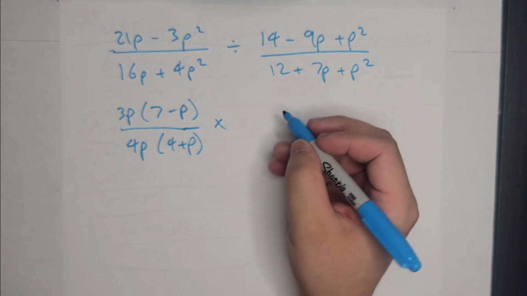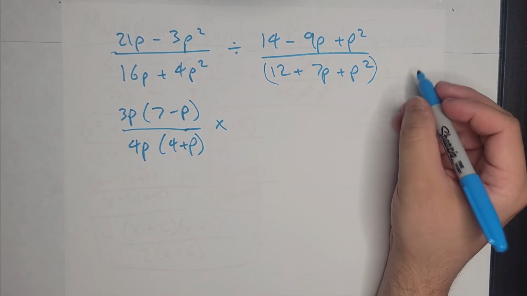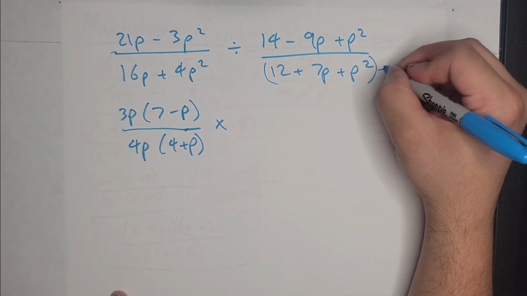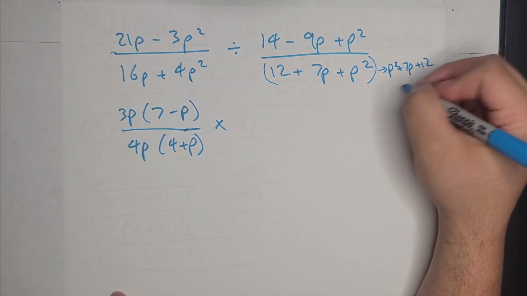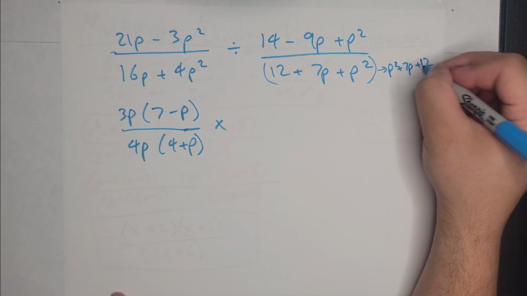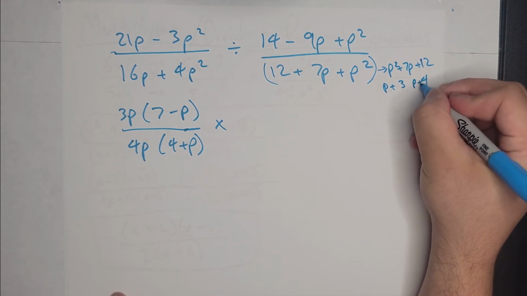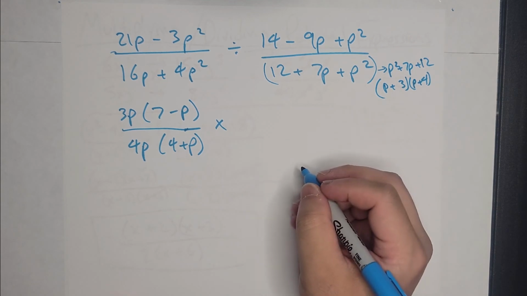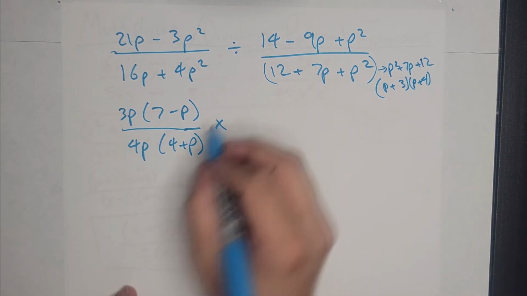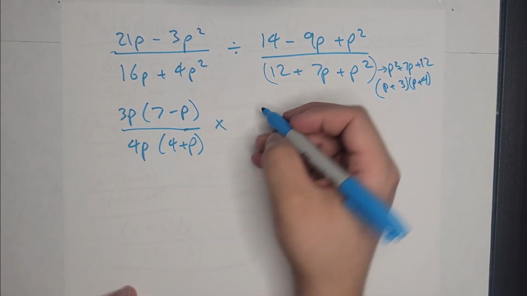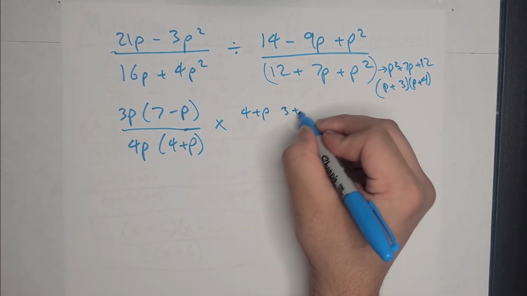So in the numerator, I'm going to have this, but if I was to factor that ahead of time, that's the same as writing p squared plus 7p plus 12. So two numbers that multiply to 12 and add up to 7, that's 3 and 4. So I can write that out. Let's just write it out like that, see what happens. 4 plus p, 3 plus p.